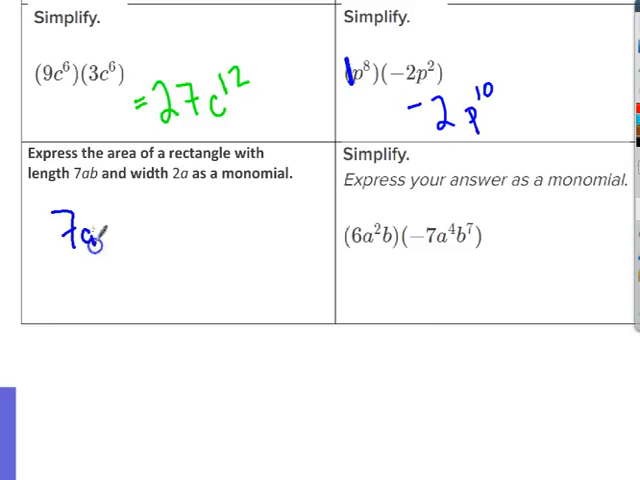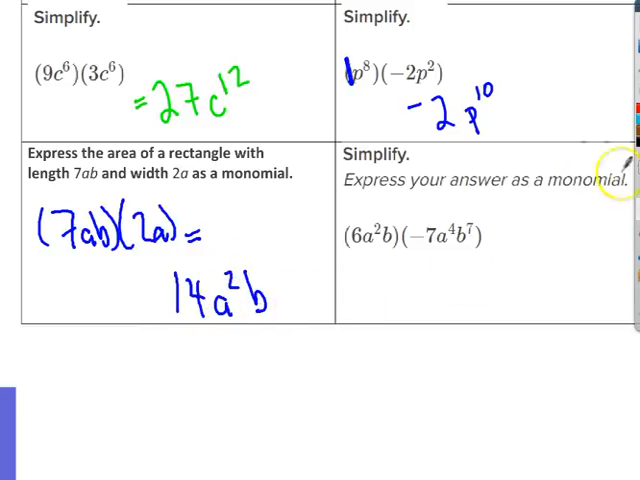This one we did together. You multiply the coefficients and get 14, and then add the exponents. Same thing here. Multiply the coefficients. What do you get, Jaylene? Negative 42. A to the 2 plus 4 is 6. B to the 8, not 7. There's a B right there. 1 plus 7 makes 8. All right, and that's the first page. Are there any further questions on the first page?